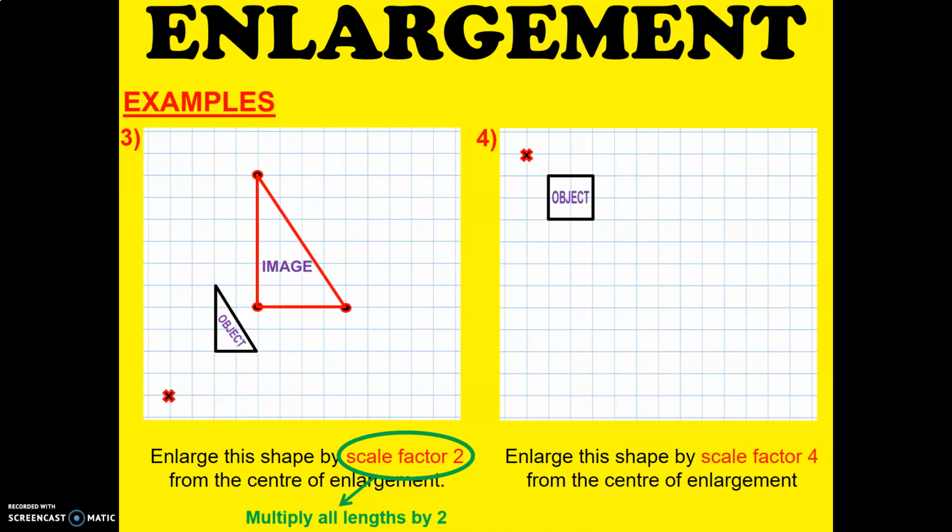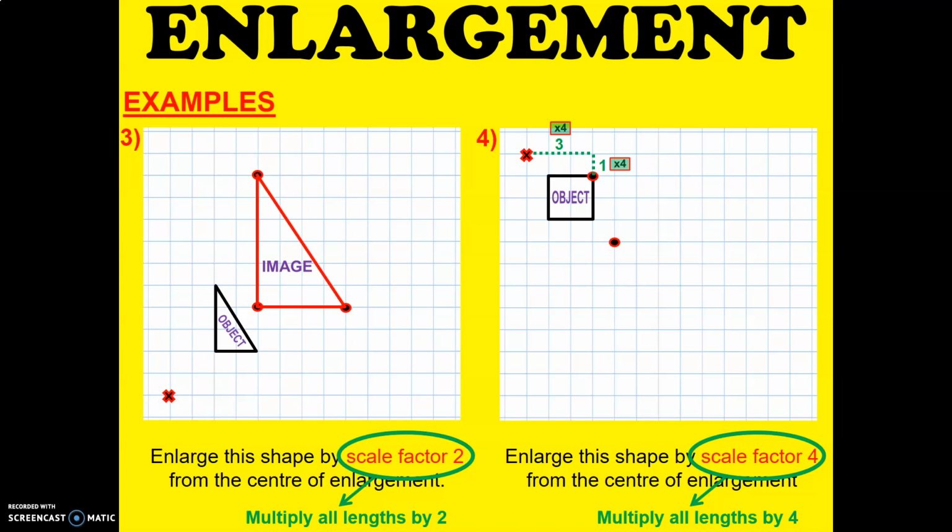Fourth example, enlarge this shape by scale factor 4 from the center of enlargement. So again, scale factor 4 means multiply all lengths by 4. So that's the first point, going to the center of enlargement. That's 1 up and 1 to the left times 4 each. So we have there 4. Extend the line to the right, then 4 units to the right, 4 units down. Okay? Next point. 1 up, 3 left.